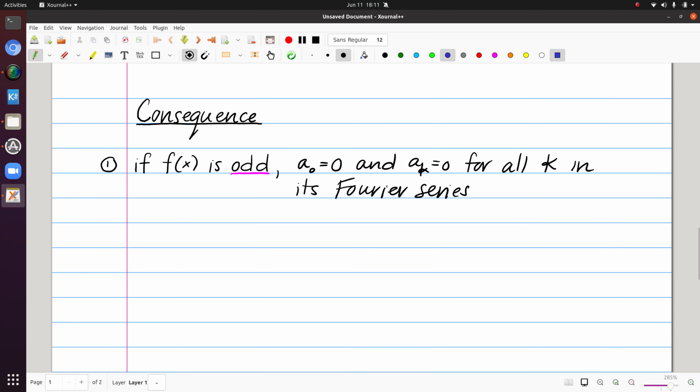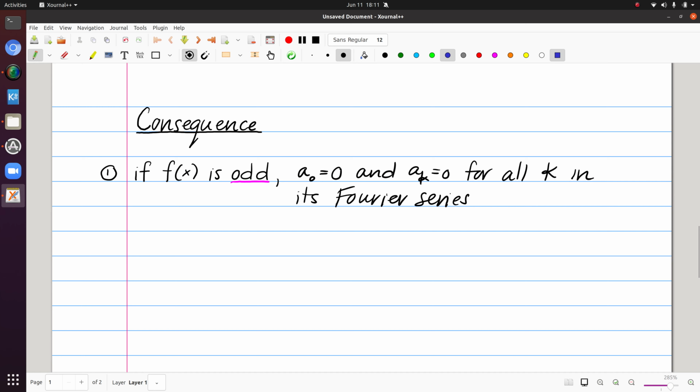So what we're seeing here is that if the function I'm trying to find a Fourier series for is odd, then a sub 0 should be 0, and a sub k should be 0 for all k. Why is that? Well, let's think about those formulas. A sub 0 is 1 over 2 pi, the integral from minus pi to pi of f of x. But if f of x is odd, then we're just integrating an odd function, and that's a direct result of the property we wrote above.